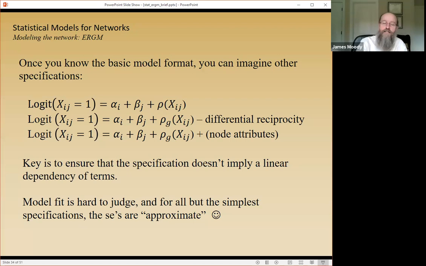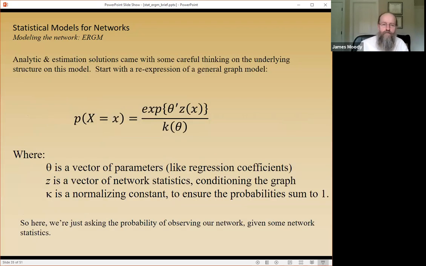So anyway, you have lots of these kinds of models, and you can fit them with lots of these parameters. It turns out, of course, that because of the non-independence of the errors in the observed data, you end up with standard errors that are nicely referred to as approximate, but in fact are probably not. And so how do you fix that? You fix that with this thing called an exponential random graph model.